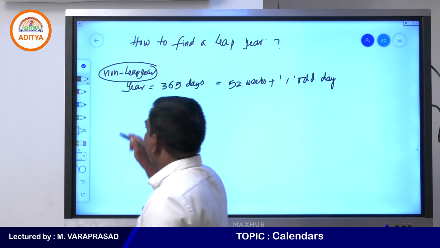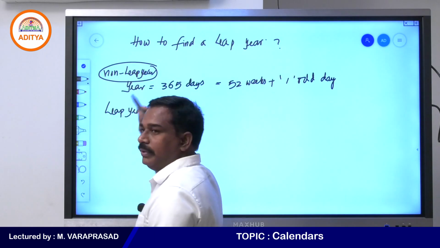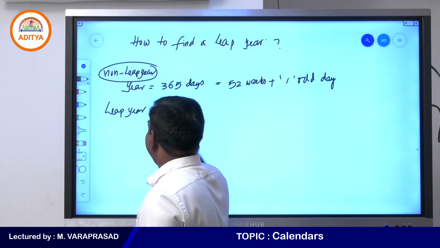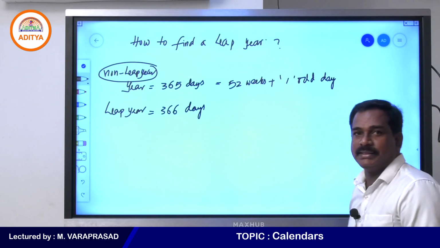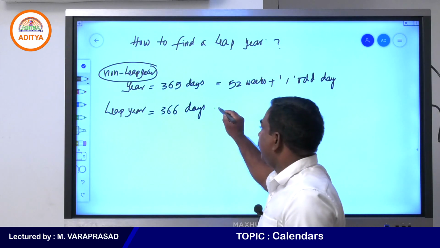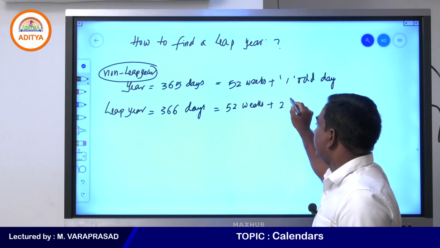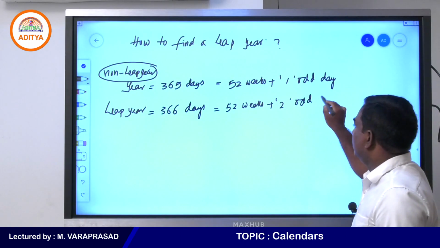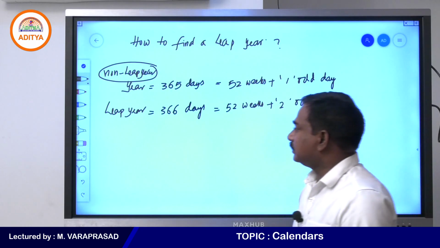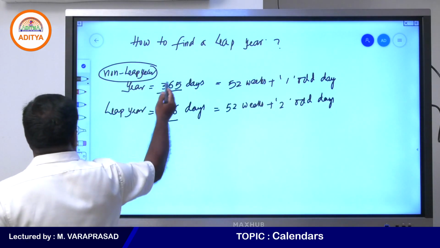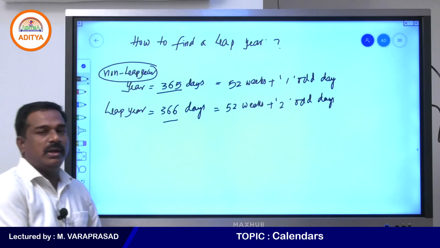Suppose you take a leap year, that is 366 days. Leap year means 366 days. So 52 weeks exactly plus 2 odd days. So this is called leap year and this is called non-leap year. We can call this a general year, ordinary year, non-leap year.